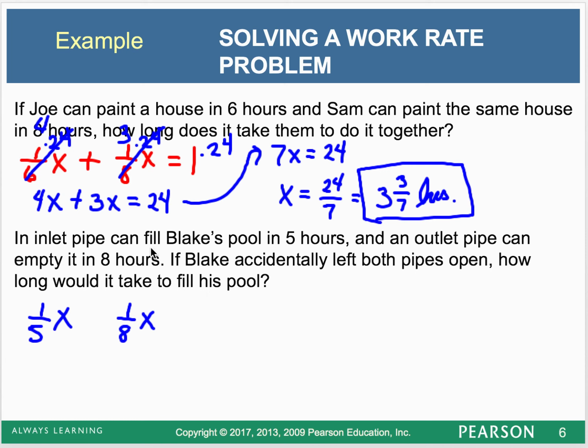But this time, now if it said there were 2 pipes running in, I'd put a plus. But this time, this one's emptying it. This is running in, this one's emptying it. And it always equals 1. 1 full pool. Okay, common denominator is 40. So let's multiply everything by 40.